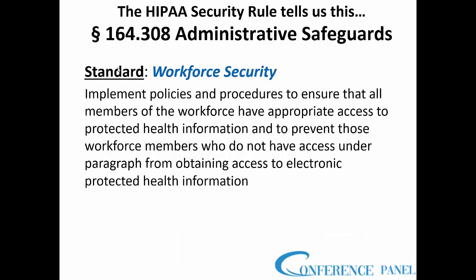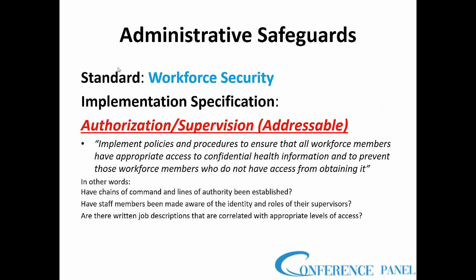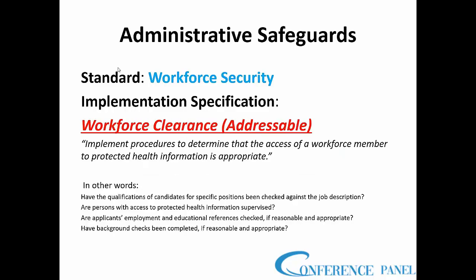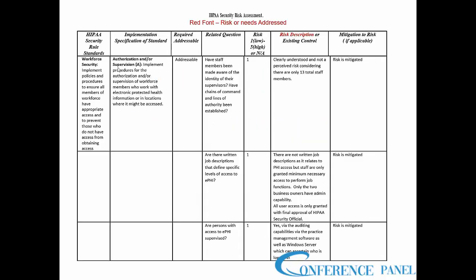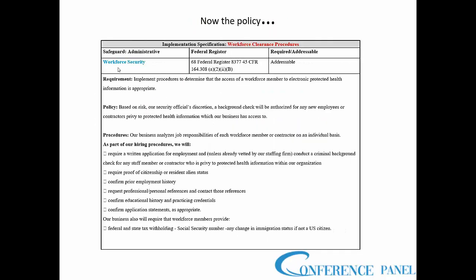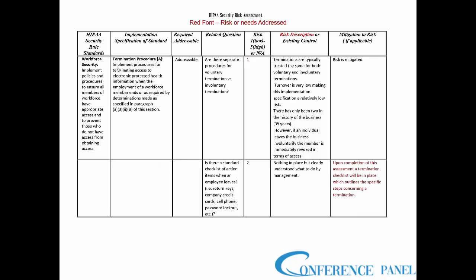Now we move to workforce security, administrative safeguards. Implement policies and procedures to ensure that all members of the workforce have appropriate access to health information and to prevent those who do not have access from obtaining access. In the past, when something was only addressable, we didn't necessarily have to implement it. Implement procedures to determine that the access of a workforce member is appropriate. Do you check references and educational background? Then termination procedures. Do you have separate procedures for voluntary or involuntary?